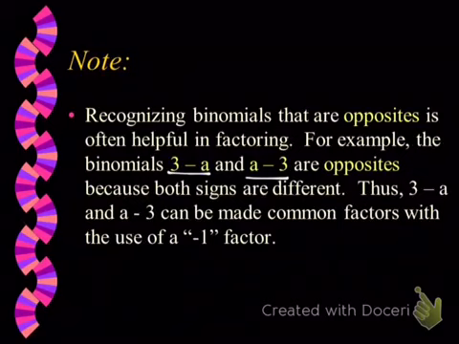The signs are different. This one has a positive 3. This one has a negative 3. This one has a negative a. This one has a positive a. So if both signs are different, then the binomials are opposites of each other.